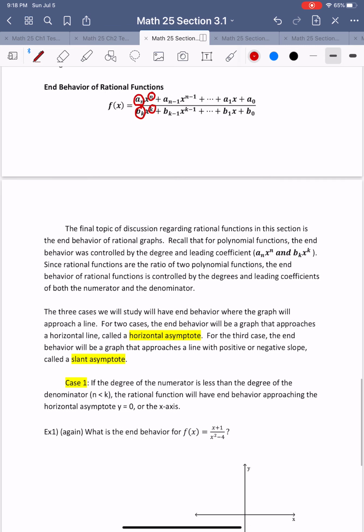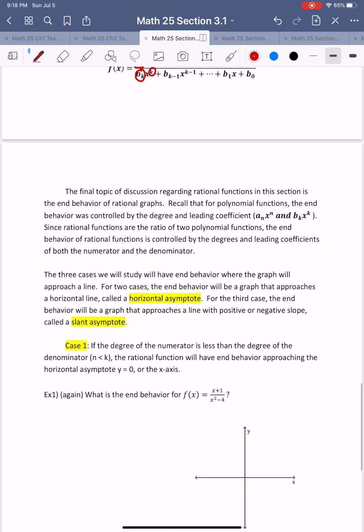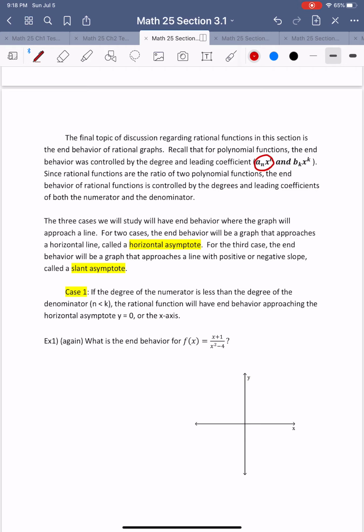So the final topic of the discussion regarding the rational function in this section is the end behavior of the rational graph. Recall that for a polynomial function, the end behavior is controlled by the degree and the leading coefficient. This is the numerator and this is the denominator. Since rational functions are the ratio of two polynomial functions, the end behavior of the rational function is controlled by the degrees and the leading coefficients of both the numerator and denominator.